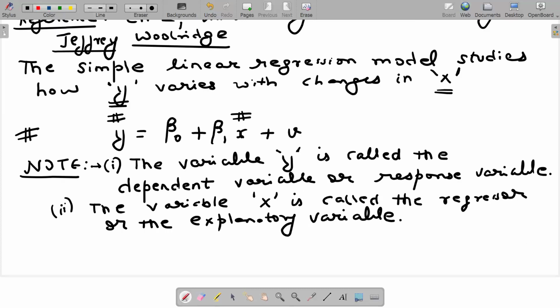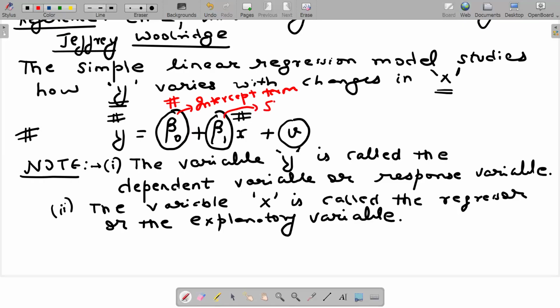Now, students must be wondering, what is beta naught, what is beta 1, and what is this variable u? In math, when we write a linear function, remember we have something called the intercept term. So beta naught here denotes the intercept term. It gives us the value of y when x takes the value 0. Beta 1 is called the slope coefficient. If I differentiate y with respect to x, I get beta 1.